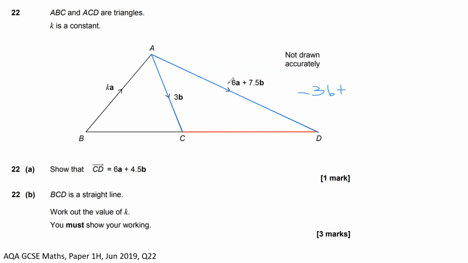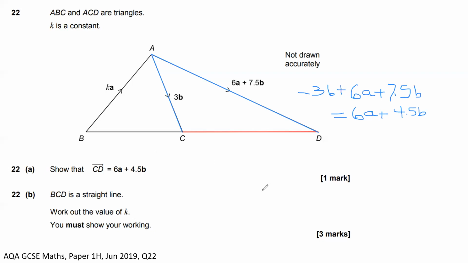So we can add the vector AD, which is 6a plus 7.5b. And then the last step would be to simplify this. And you can see we're going to end up with 6a, and then this will be plus 4.5b. So we've got the minus 3b plus 7.5b, which is going to equal 4.5b, which is exactly what we've been asked to show here. That C to D is 6a plus 4.5b. Good. So we've got the first part of the question fine without any problems.